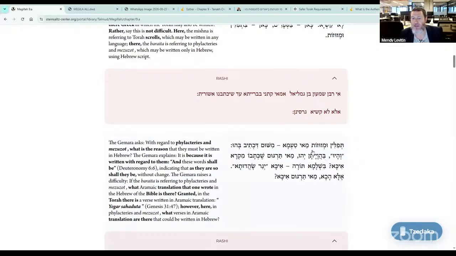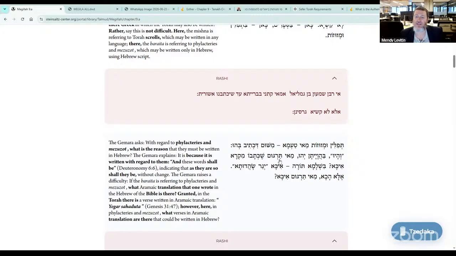Tefillin mezuzahs my time. Why? Mishum nechsiv b'hu v'hayu. What's the halachic reason? Why do you have to write tefillin and mezuzahs only in ksav ashuris, only in Hebrew, what we call Hebrew, Lashon HaKodesh? Because the pasuk says in tefillin v'hayu, it says in Shema v'hayu, b'hav yasin you, they should be as they are. You have to write them properly.